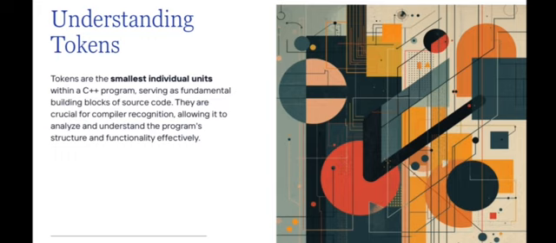For example, if you write a line like int x = 5, the compiler breaks it into separate tokens: the keyword int, the identifier x, the operator equal to, the literal 5, and the punctuator semicolon. So tokens basically help the compiler understand what each part of the code means and how they fit together.